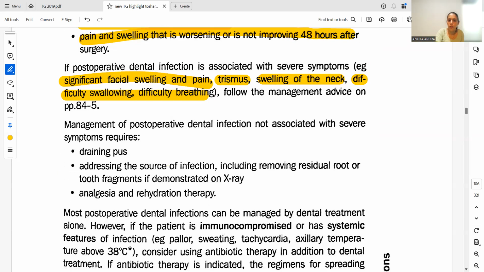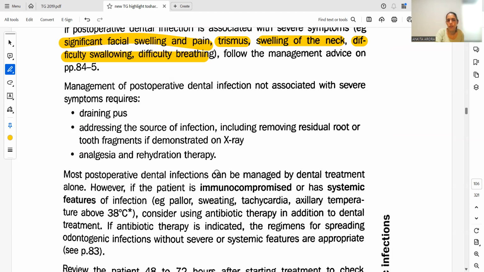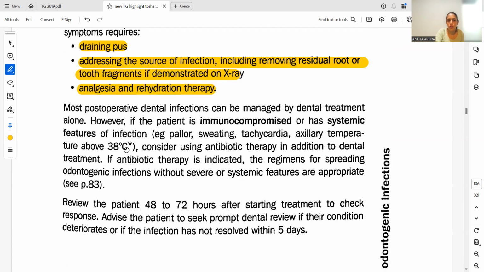Management of post-operative dental infection not associated with severe symptoms requires draining pus, addressing the source of infection, including removing residual root or tooth fragments if demonstrated on X-ray, analgesia, and rehydration therapy. Most post-operative dental infections can be managed by dental treatment alone. However, if the patient is immunocompromised or has systemic features of infection, which were mentioned previously also, pallor, sweating, tachycardia, axillary temperature above 38 degrees Celsius, consider using antibiotic therapy in addition to dental treatment.